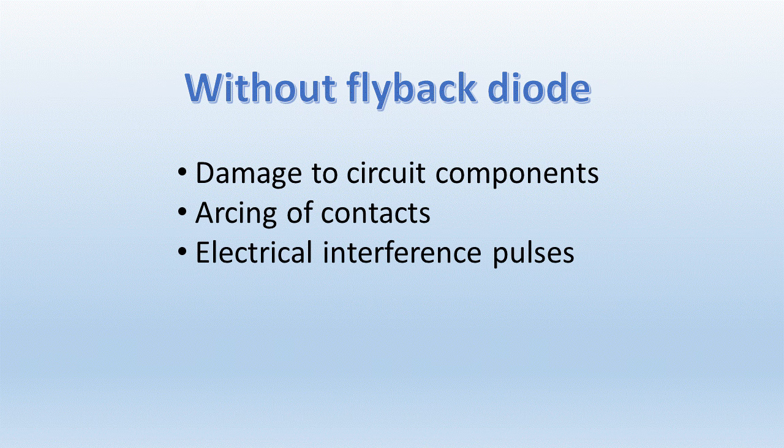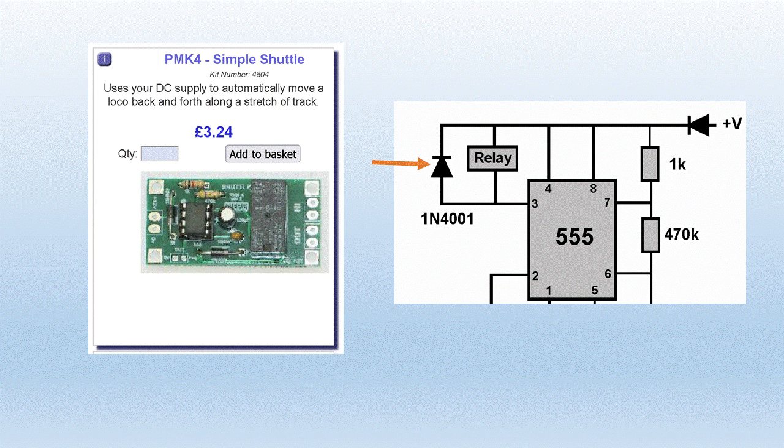It can damage the components on the board, the various semiconductors. It may cause arcing of the contacts of the switches and can lead to interference pulses. It'll affect other circuits. So, as you can see in this Merg kit, we've placed a diode across the relay. What effect does that have?